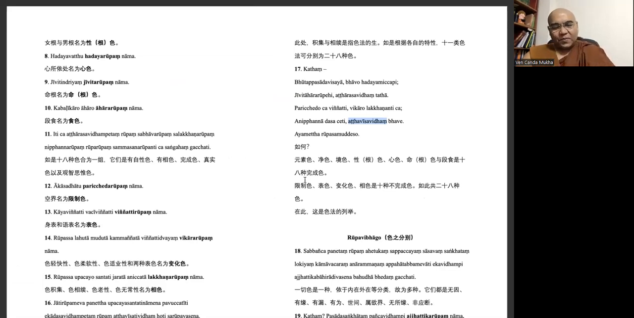Okay, and then, according to the Dhammasangani Bali, we have to minus Hadaya Vatu. This Hadaya is not included in the Dhammasangani Abhidhamma Bali, but it is a later inclusion of the commentators.